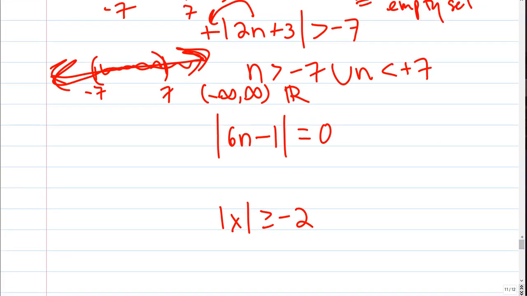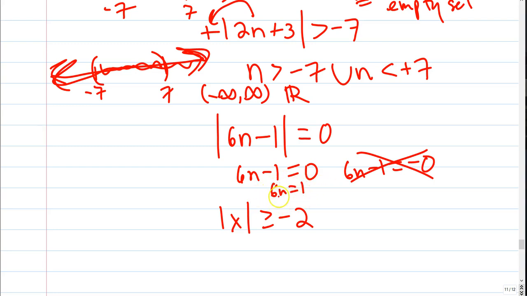What if we have it set equal to 0? Well, 6n minus 1 equals 0. Negative 0 is irrelevant this time. So basically we end up with one answer. If I add the 1, 6n equals 1, dividing by 6, n is equal to 1/6. So here you end up with one solution.